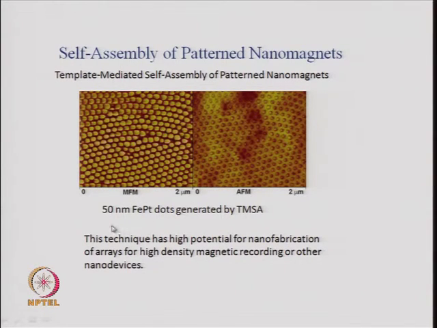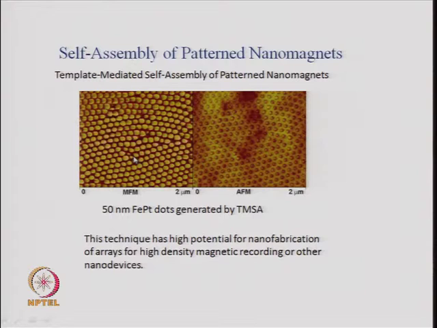Now, in this particular case, each of these is an iron platinum nanoparticle, or dot, we are calling it from the term quantum dot, which is normally used in the optical sense, where you have particles which show quantization, and in the optical frequencies they have a particular absorption in the visible. Here these can be called magnetic dots, because each particle has some magnetization, and in general these are made up of iron platinum.